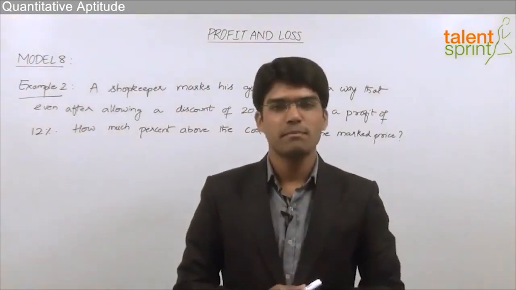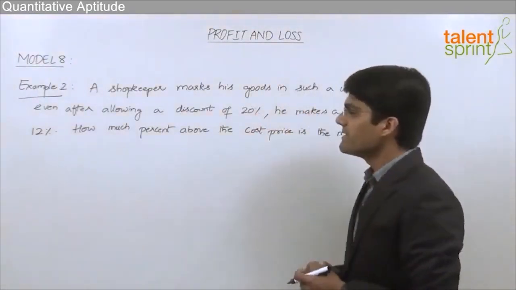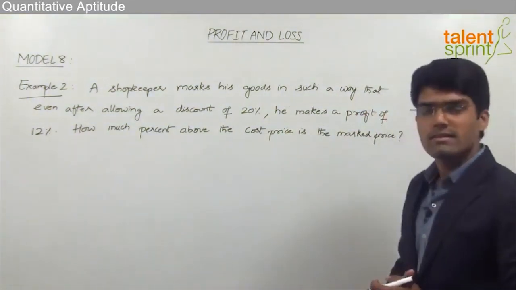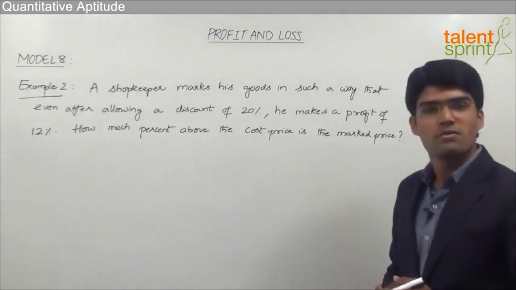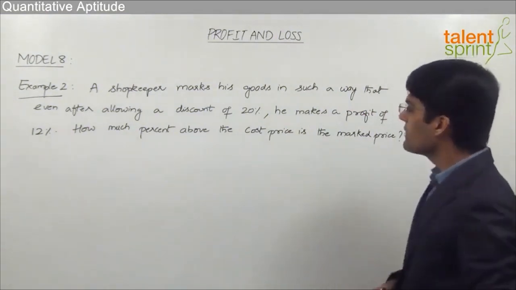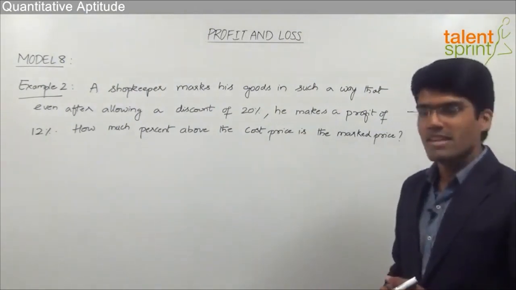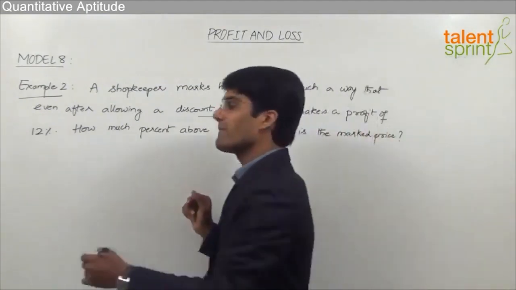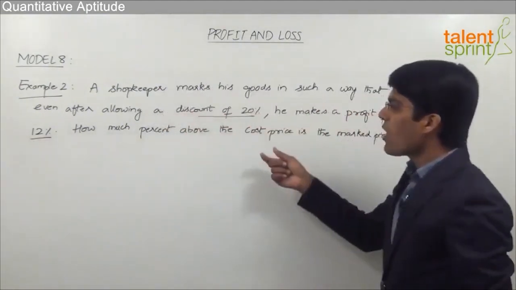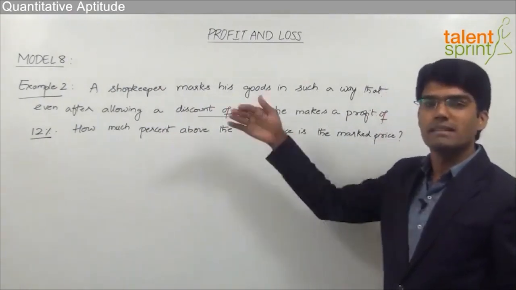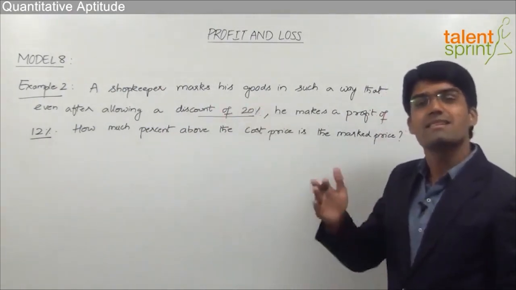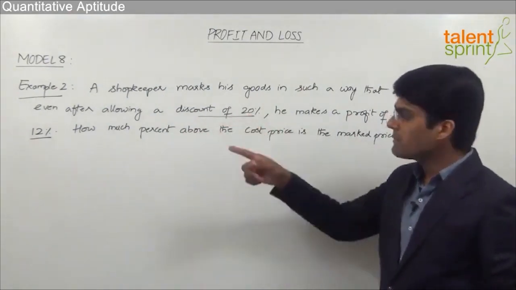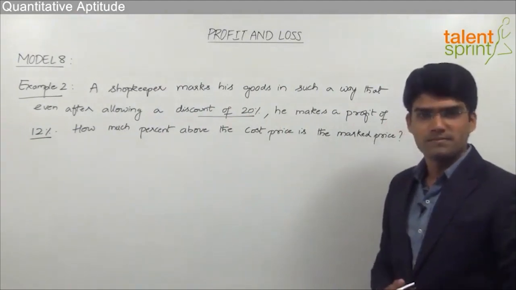Let us now take one more example based on the concept of discount. The question is, a shopkeeper marks his goods in such a way that even after allowing a discount of 20%, he makes a profit of 12%. How much percent above the cost price is the marked price? So here as given in the question, the discount is 20%, but still there is a profit of 12%. So we are supposed to find out by what percent should the cost price be marked up, or what should be the percentage difference between cost price and the marked price such that even after giving a discount of 20%, we can make a profit of 12%.